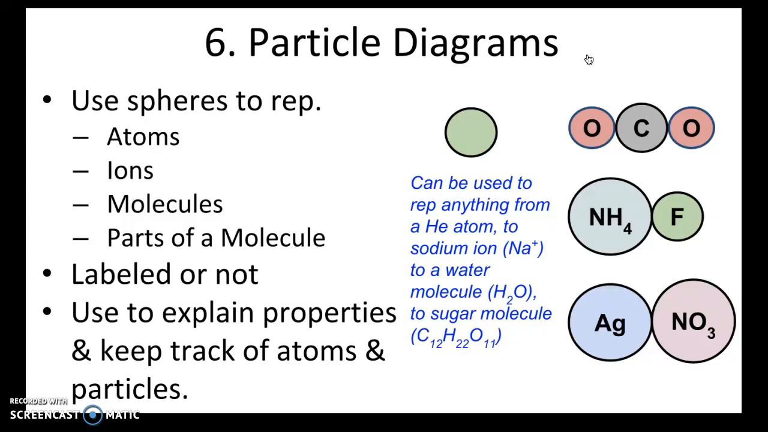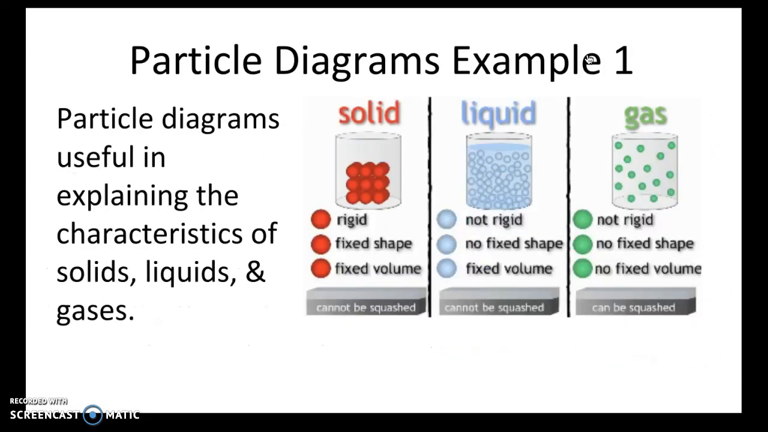Particle diagrams are simple. We just utilize spheres to represent all forms of matter, whether it's atoms, ions, molecules, parts of a molecule, it doesn't matter. And you can choose to label them or not label them. And again, we use them to explain properties and also keep track of atoms and particles during any change or process. So we're going to look at examples of how we utilize particle diagrams. The first one is that particle diagrams are useful in explaining characteristics of solids, liquids, and gases, the three major phases of pure substances.